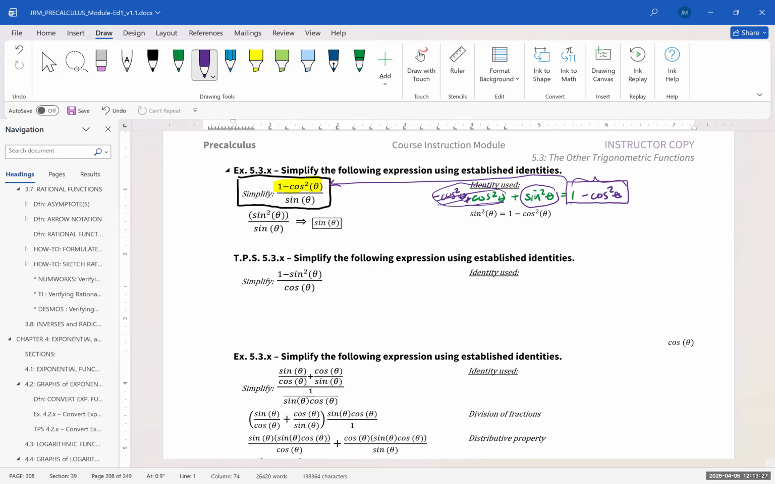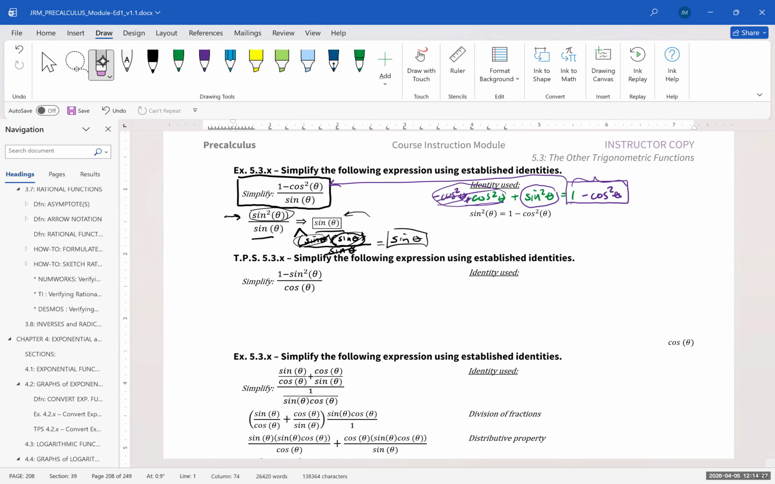So if we take this numerator of 1 minus cosine squared theta and replace it with sine squared theta, this is what we get. As an intermediate step between this one and the answer, this is sine theta times sine theta all over sine theta. Sine squared theta is just sine theta times sine theta. The sine theta in the denominator cancels out with a single sine theta in the numerator, leaving a sine theta in the numerator. That's where that answer comes from.